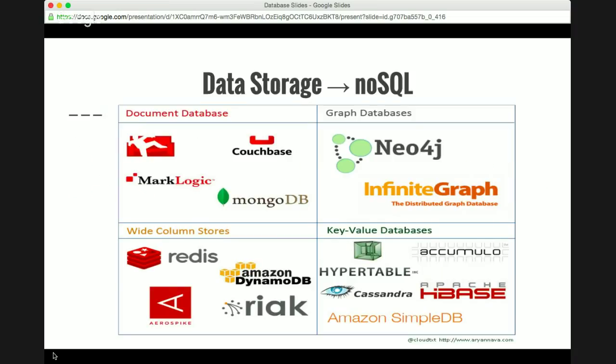Data storage in a noSQL system includes a multitude of different types of storage models. Documents, graphs, key values, and columnar and wide column stores are all the different kinds of data storage in a noSQL system, and popular brands can be seen on the slide.